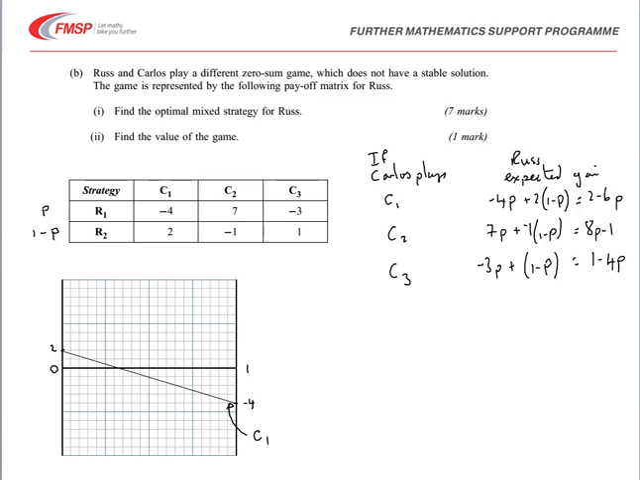Moving on to C2, when p is equal to 0, that will be equal to negative 1, so we're going from negative 1 here. And when p is equal to 1, we've got 8p minus 1, so that will be up to 7. So we've got a line going from negative 1 up to 7, and that line came from C2. For C3, when p is equal to 0, it starts at 1, and when p is equal to 1, we get down to negative 3.